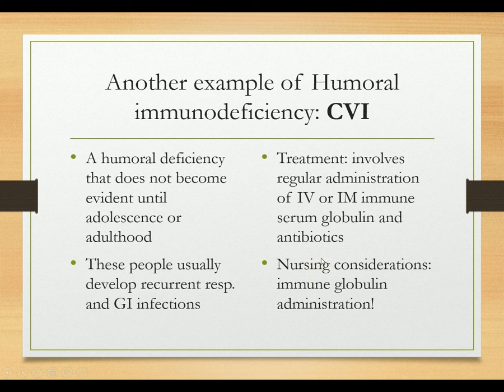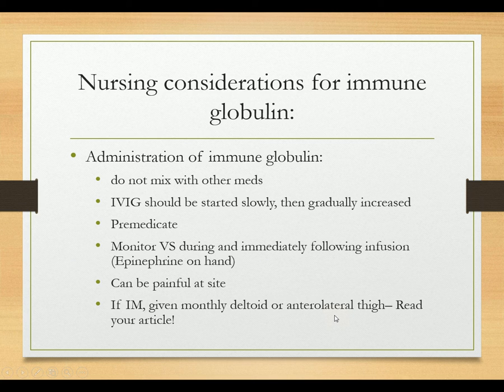So why did this group get it and the selective IgA did not? Because in the second type, CVIs, the main humoral deficiency is IgG. So in this case, immune globulin administrations will help. So what are some nursing considerations for immune globulin?